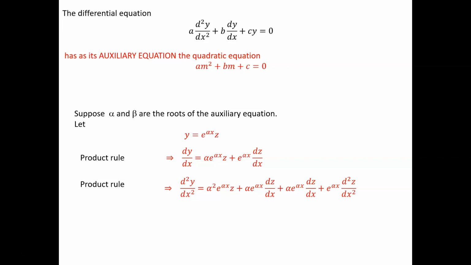And we can tidy up this expression for d2y/dx squared to obtain alpha squared e to the alpha x times z plus 2 alpha e to the alpha x times dz/dx plus e to the alpha x times d2z/dx squared. So this enables us to rewrite the equation for y as a new equation which will be slightly easier to solve in terms of z.